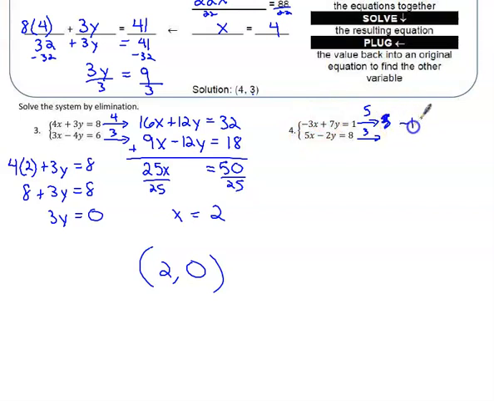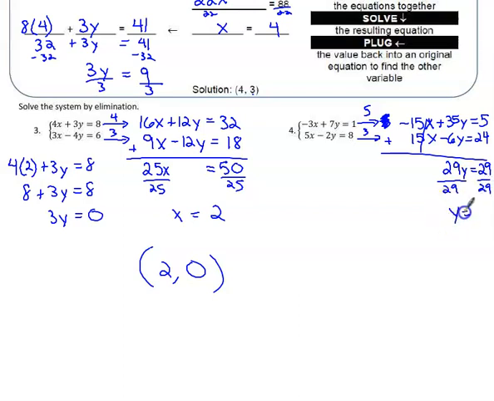5 times every term becomes negative 15x. 5 times 7y would be 35y. 5 times 1 is 5. On the bottom row, if I multiply by 3, I have 15x. 3 times negative 2y is negative 6y. And 3 times 8 is 24. Add these two rows together, and negative 15x plus 15x goes away. 35y minus 6y is 29y equals 5 plus 24, which is 29. Divide both sides by 29, and we get y equals 1.